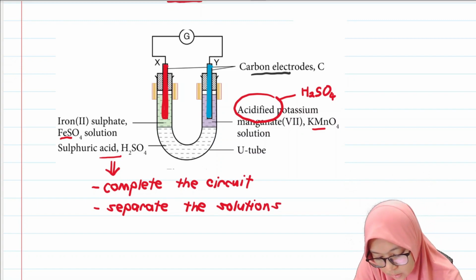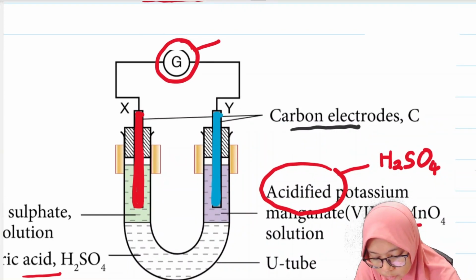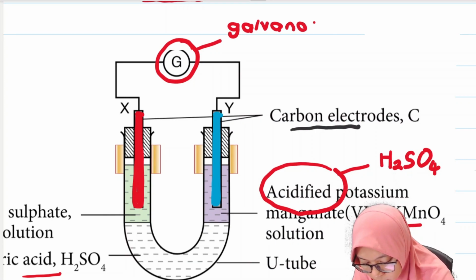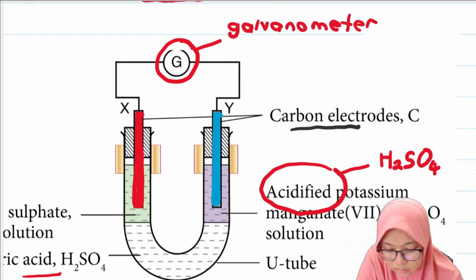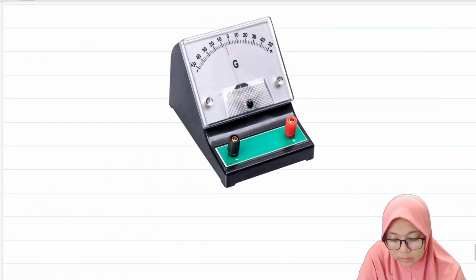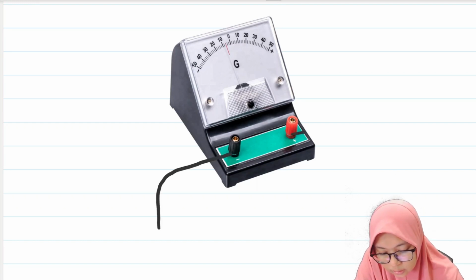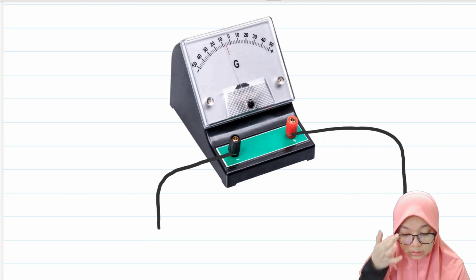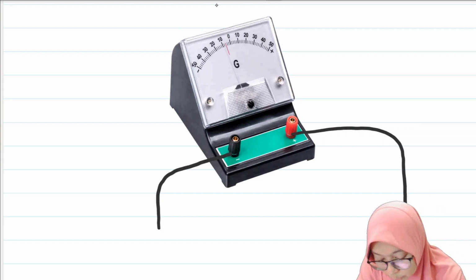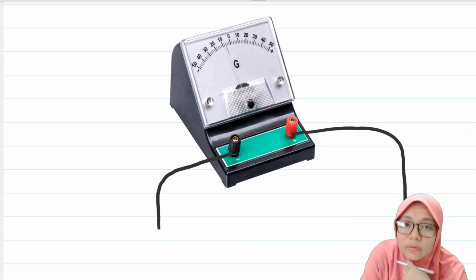Okay, now another thing that you have to recognize in this diagram is the galvanometer. So what is a galvanometer? Have you seen a galvanometer before? If you haven't, this is a picture of a galvanometer. It has the letter G in the center. Usually we connect the wires through this black and red area, the negative and positive sign. For your information, this galvanometer is used to detect the movement of electron.